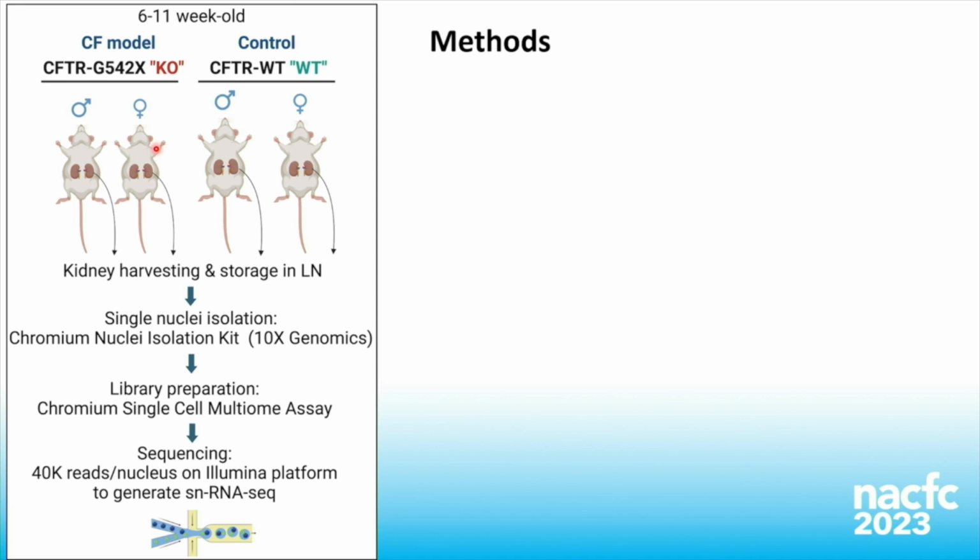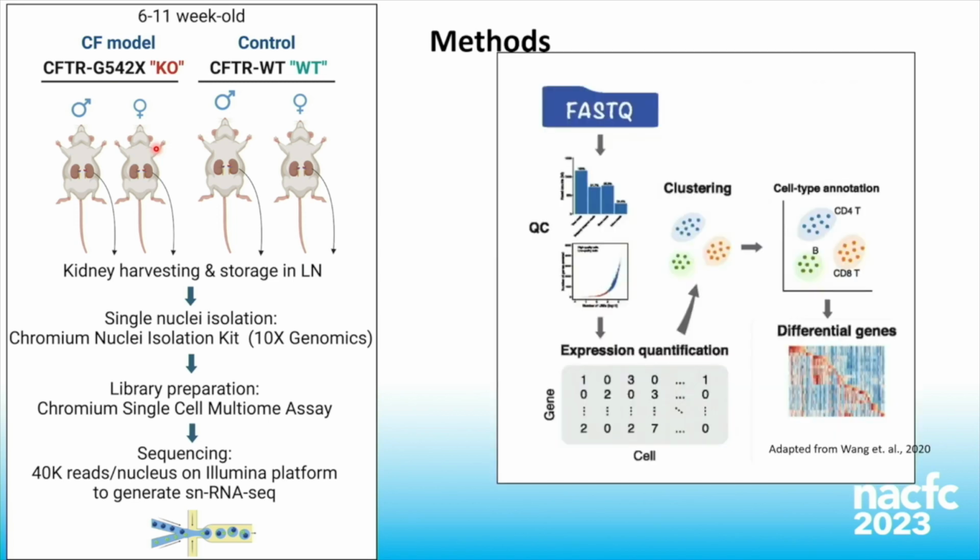So our single cell experiment consisted of 4 mice, 2 wild type and 2 knockout, and 1 male and 1 female in each group. At around 6 to 11 weeks, we harvested those kidneys and sequenced them using the Chromium single cell assay to generate single nucleus RNA-seq data sets. We then aligned them to the mouse genome, counted them, filtered them for quality, and then we used Seurat to cluster, annotate, and do differential gene expression analysis.